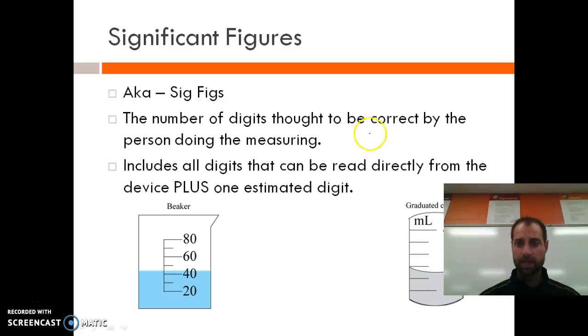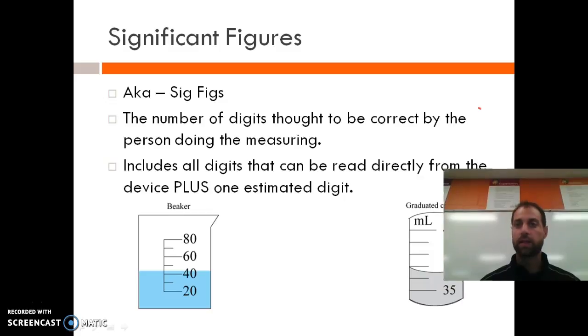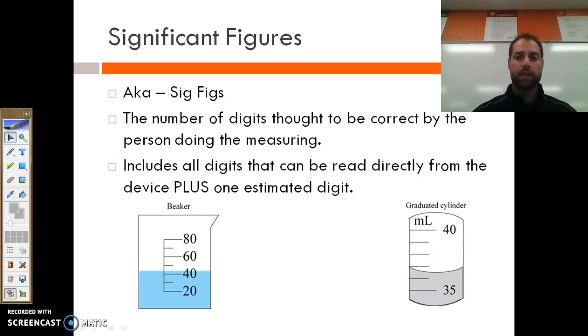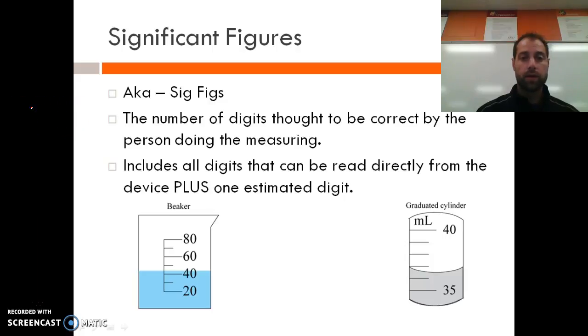So significant figures, and what I'll call sig figs, are the number of digits thought to be correct by the person doing the measuring. This includes all digits when we're measuring that can be read directly from the device plus one estimated digit.